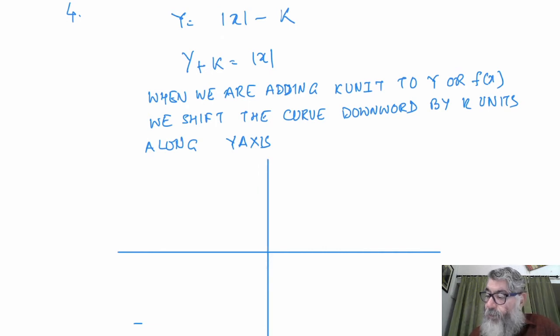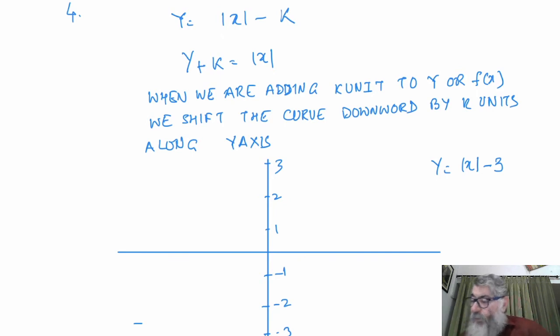Suppose I want to plot y is equal to modulus x minus 3. So what we'll do is that y plus 3 will become x. Now it is addition. We are adding something to y, so it will come down by 3.